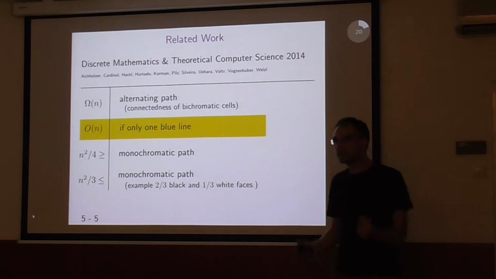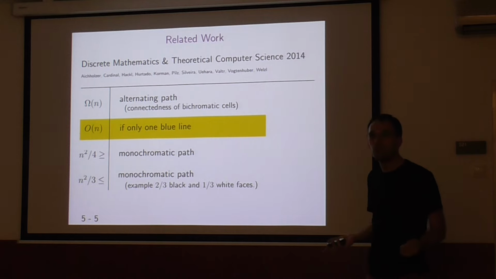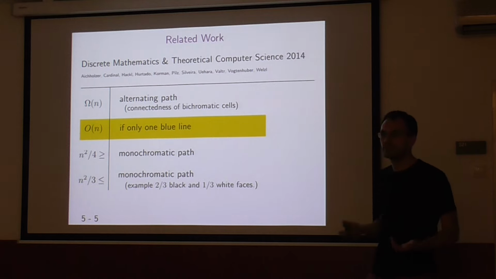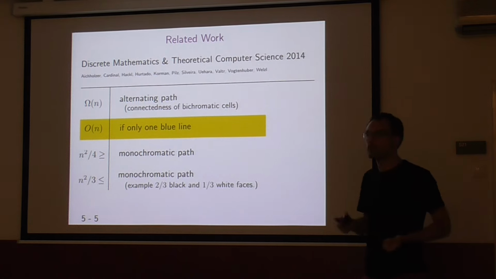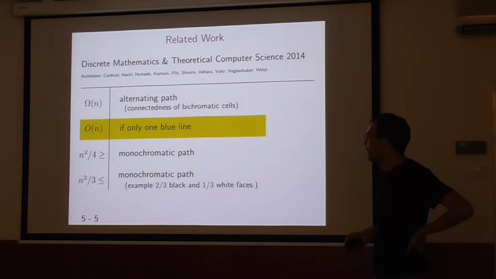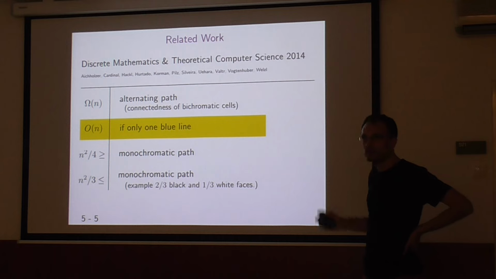They say their result is tight because if there's only one blue line, then this one blue line has a linear number of edges, so every second edge must be blue, so O of n is a true upper bound. Is this clear? Okay.